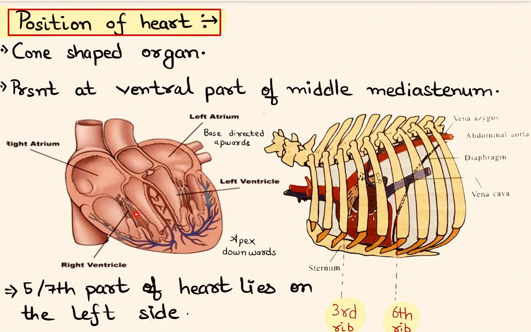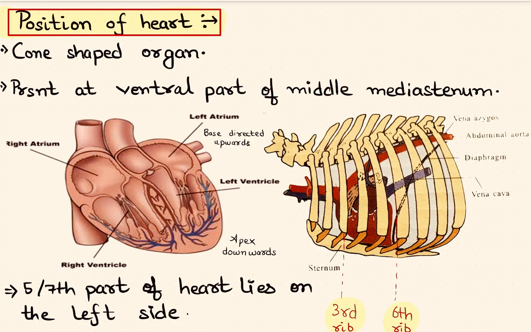Now what about these ventricles? These ventricles are the discharging chambers, in which the right ventricle discharges the blood towards the lungs via the pulmonary artery, and the left ventricle discharges the oxygenated blood towards the whole body via this particular aorta. Okay, isn't it?